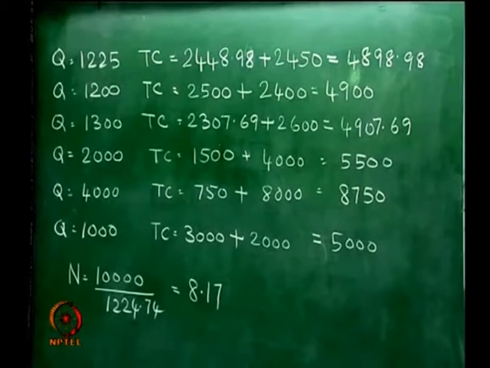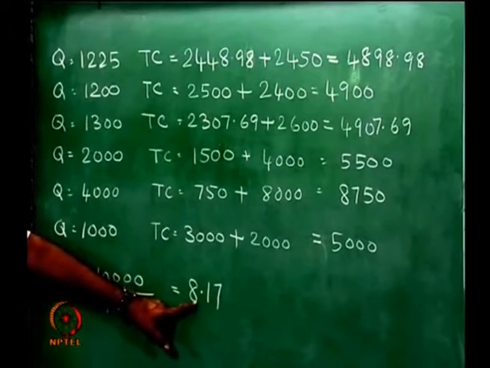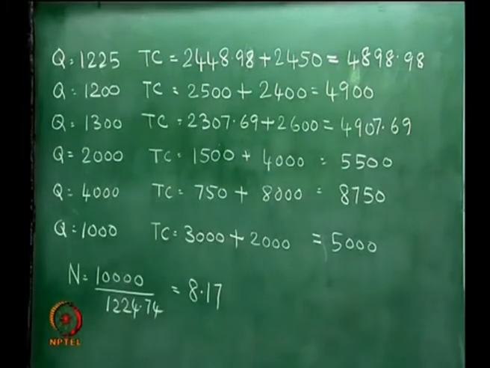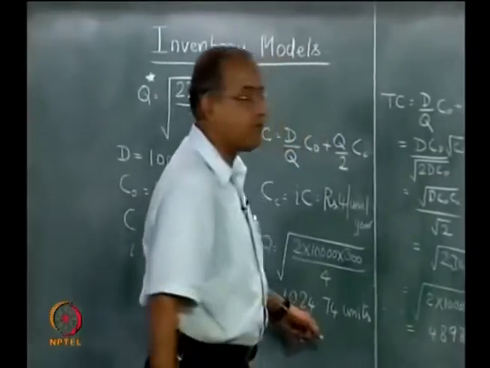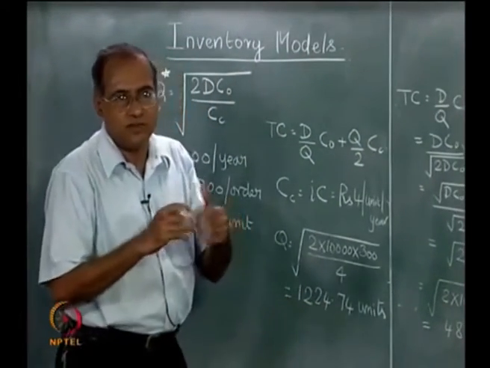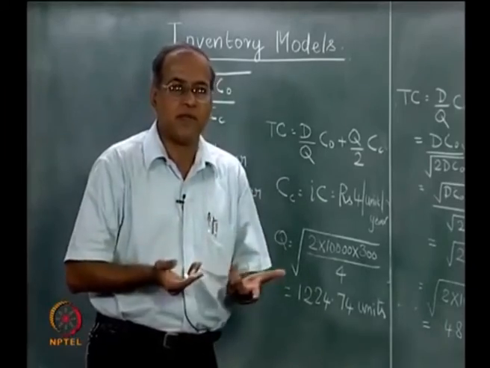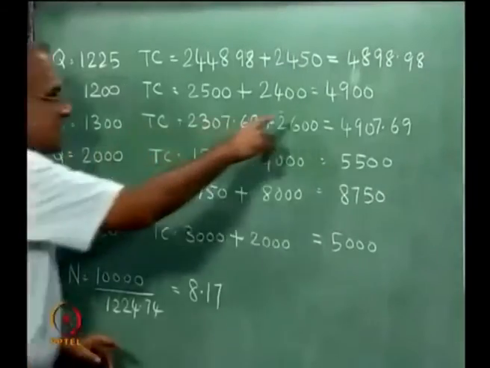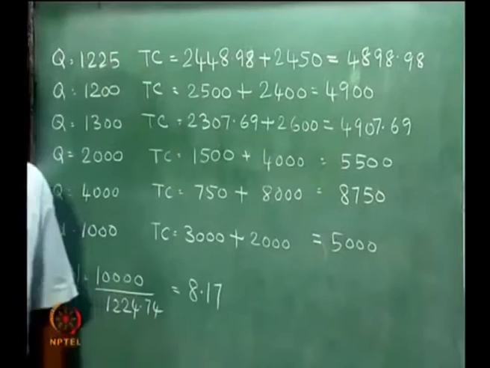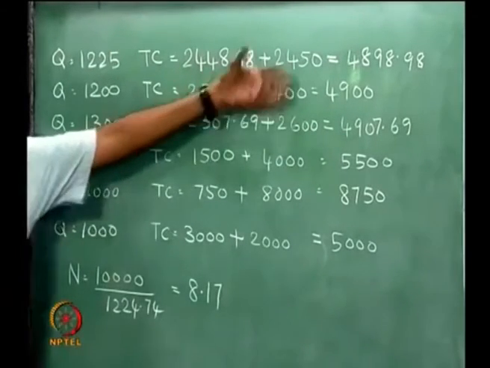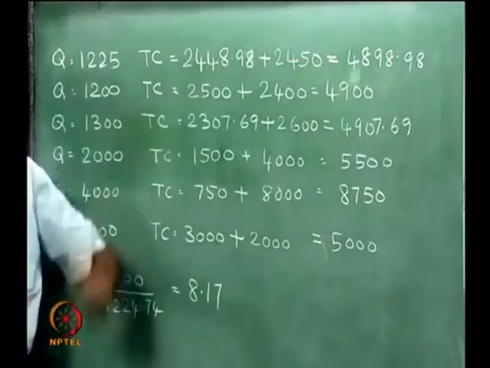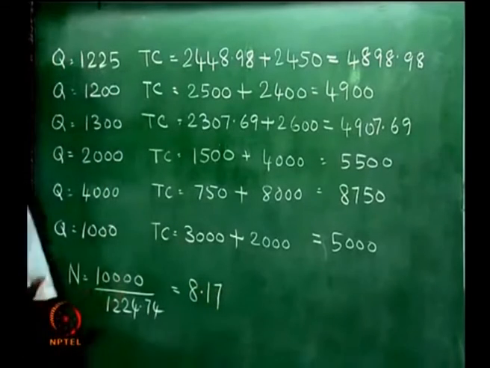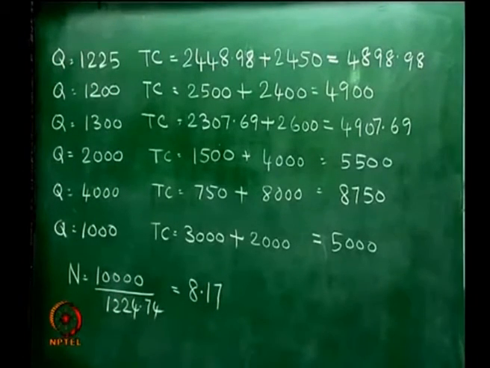And it is also convenient that if we make this 8 orders per year, the order quantity would become 10,000 divided by 8, which is 1250 instead of 1224.74. 1250 is a much more convenient number, and we have already seen here that whether it is 1200 or 1300, we are still in the border of 4900 to 4907, which is hardly 10 rupees on 4800 or 5 rupees.